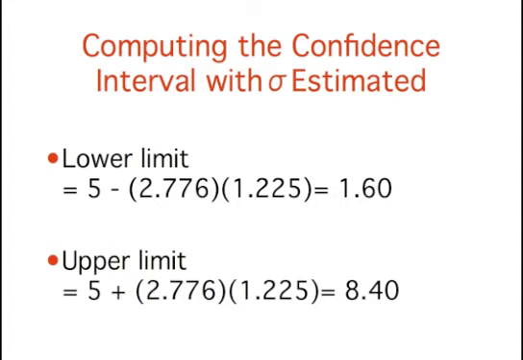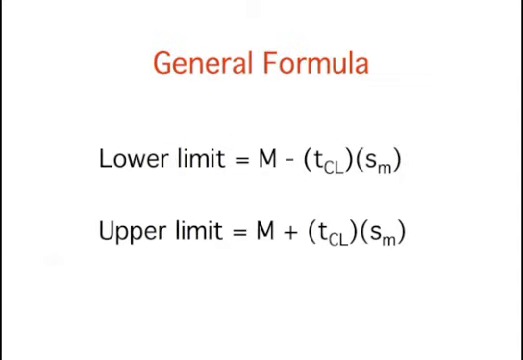The confidence interval is then computed in much the same way it is when we know the standard error of the mean. The only differences are that the estimated standard error of the mean and t are used rather than the actual standard error of the mean and z. The lower limit equals 1.60 and the upper limit equals 8.40. The general formula for the confidence interval on the mean is shown here. M is the sample mean, t sub CL is the t for the confidence level desired, and S sub m is the estimated standard error of the mean.